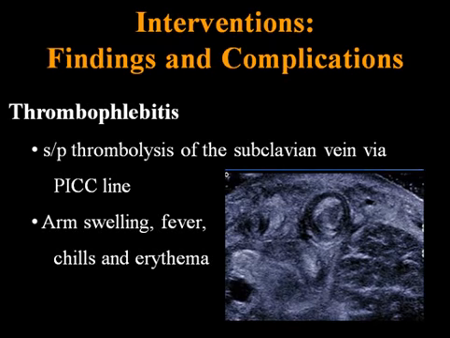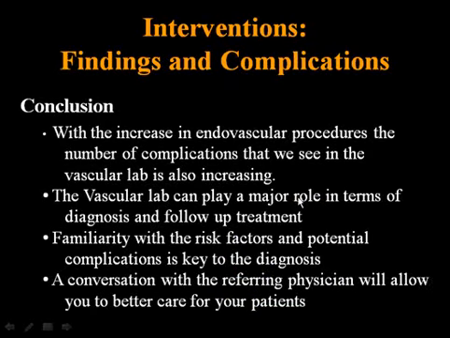Thrombophlebitis can be an issue. In this patient, we see a thrombosis of the cephalic vein. In fact, this patient is status post thrombolytic therapy of the subclavian vein through a PICC line and presented with arm swelling, fever, and chills and pain along the cephalic vein distribution. A duplex scan revealed occlusion and dilation of the cephalic vein at the level of the puncture site as well as throughout the level of the upper arm.